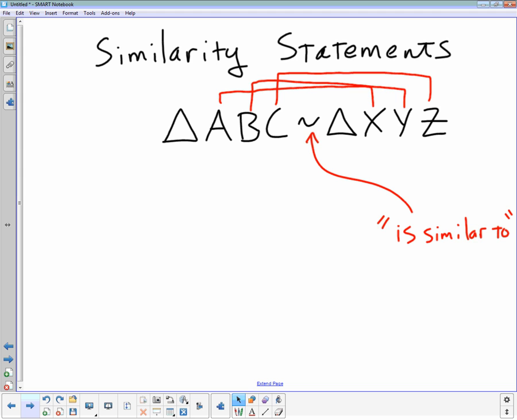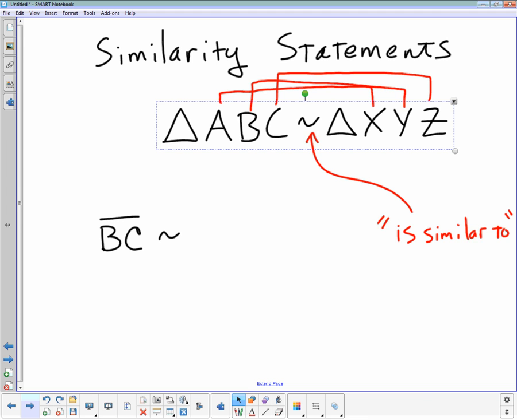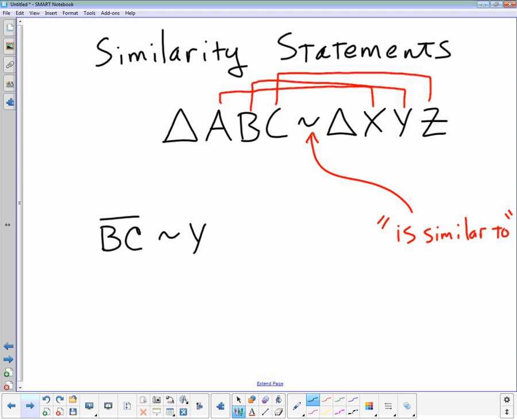So, for example, BC would be similar to who? YZ. Whatever pieces you have correspond to the other guy. Just like congruence, no different, except they're not congruent, they're just similar.